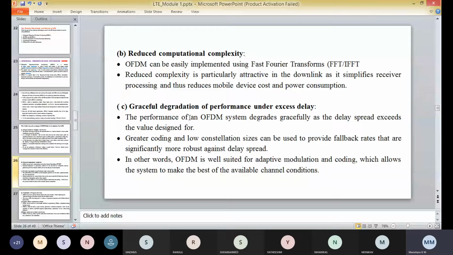The channel bandwidth can be changed in OFDM without impacting the hardware design of either the base station or the mobile station.